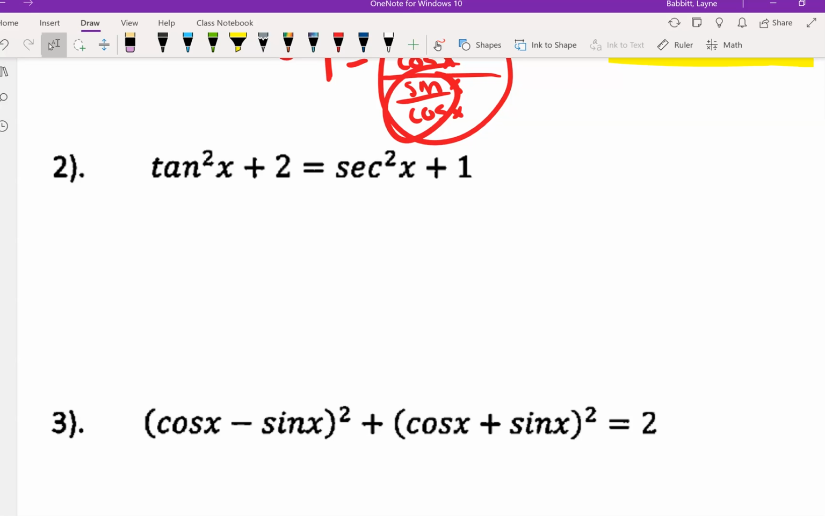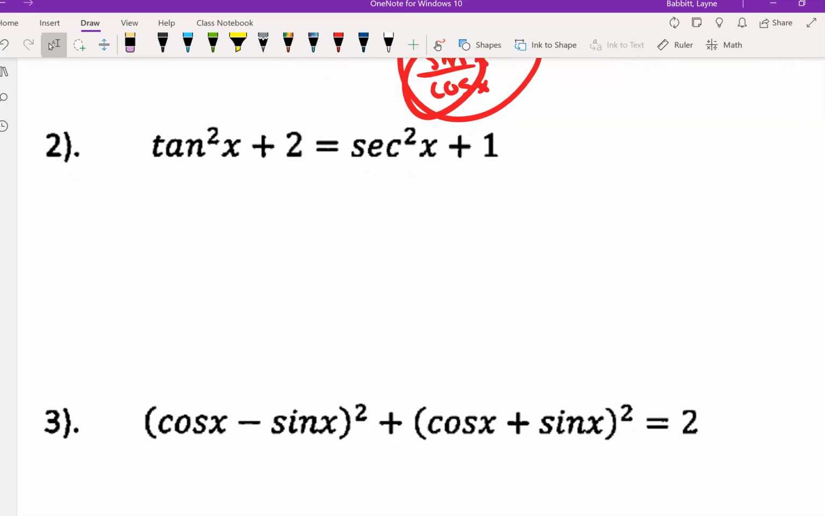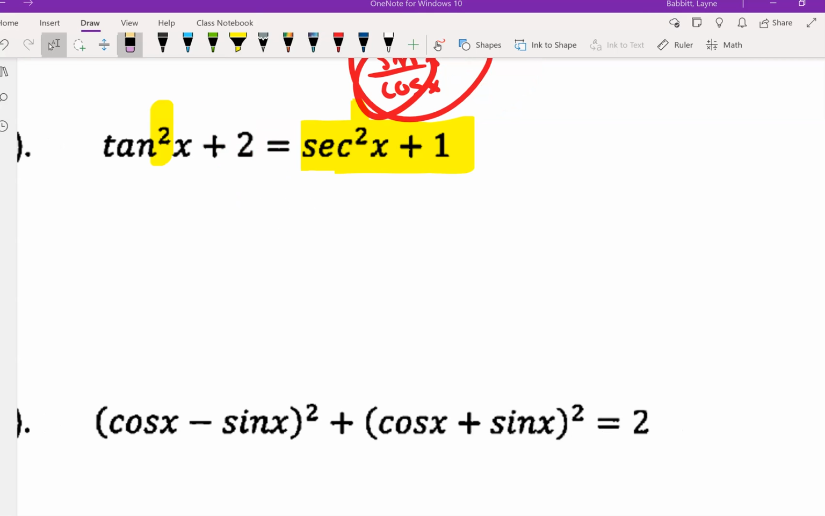Alright, so now we're going to try number 2. And the first thing I notice on number 2 is that I've got tangent squared x plus 2, and then secant squared x plus 1. A lot of times when I have these squared, I'm probably going to be using some kind of Pythagorean identity. So if you have them memorized, awesome. If not, take a look at your Pythagorean identities, and there is one that looks very much like what we have going on here.